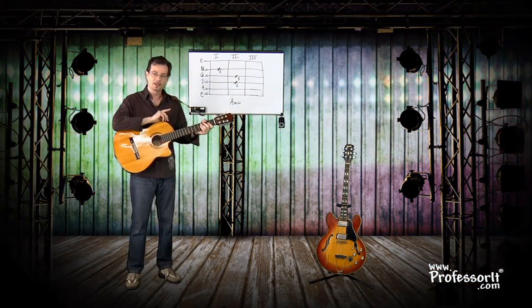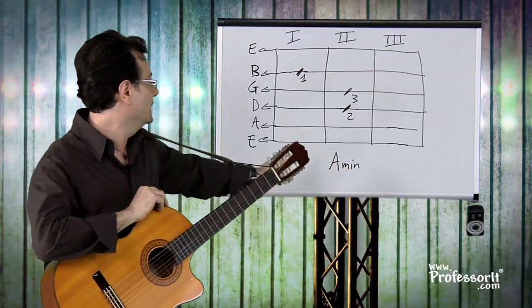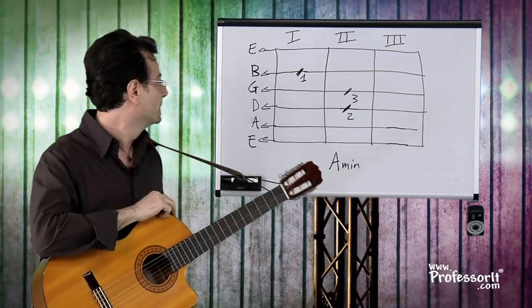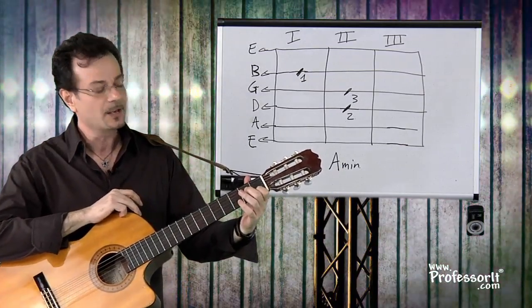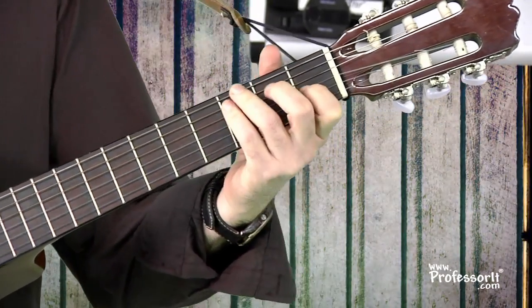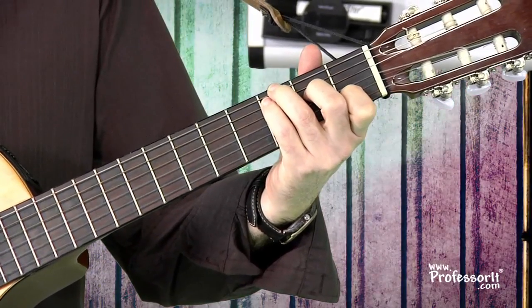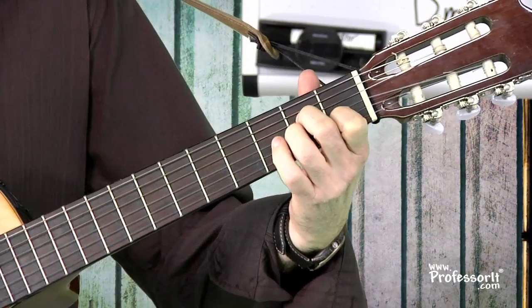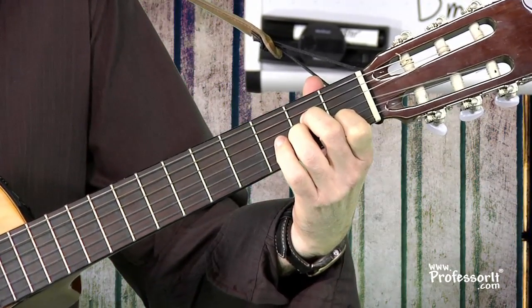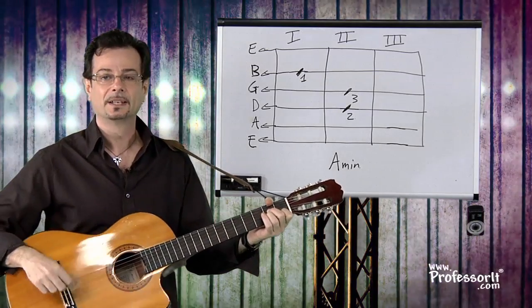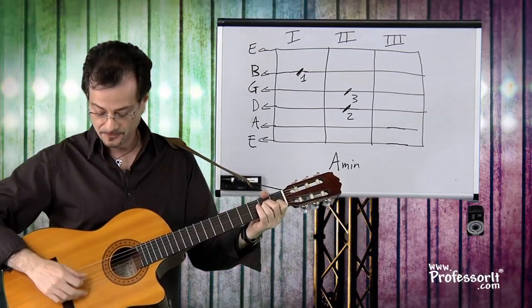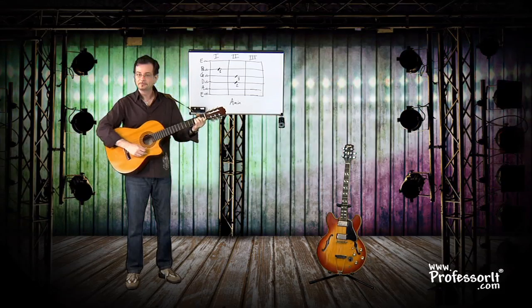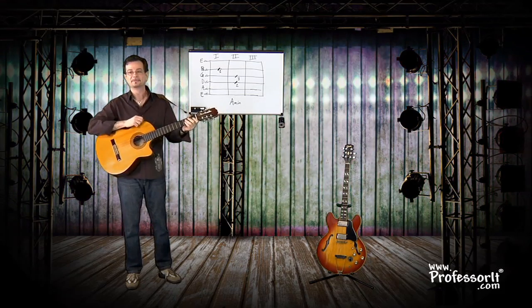Now we're going to learn the second one. The second chord we're going to learn today is A minor. M-I-N is the abbreviation for minor, okay? So put your first finger on the 2nd string, 1st fret. The 2nd finger on the 4th string, 2nd fret. Your 3rd finger on the 3rd string, 2nd fret. And when you strum your strings, strum from the 5th string down, like this. A minor.